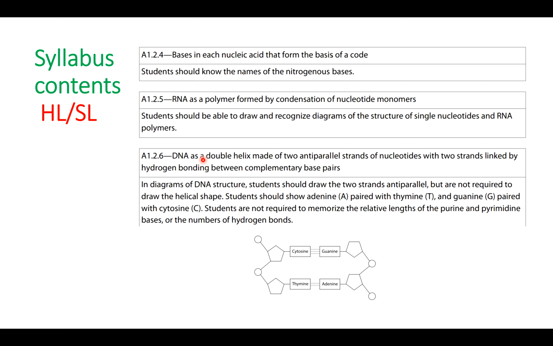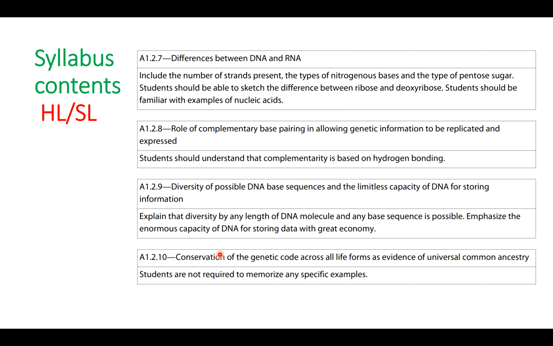After that, we will talk about why DNA is a double helix, how we can consider them as anti-parallel strands, and how the bonding takes place between both the strands. As you can see in this particular diagram, the cytosine connects to the guanine and the thymine connects to adenine. We'll talk about these in this section. Then we have the difference between DNA and RNA, right? We'll talk about it in detail again. What are the differences? Role of complementary base pairing in the process.